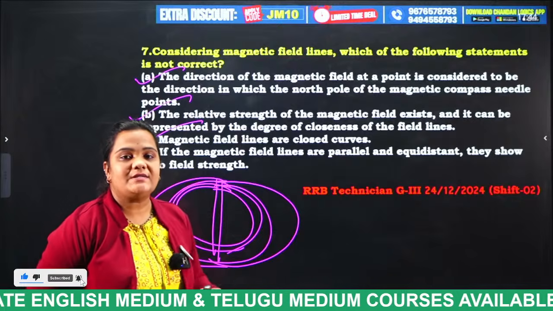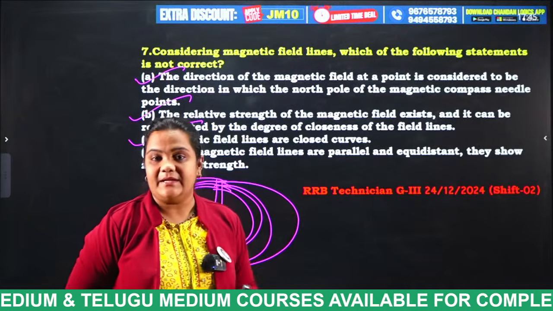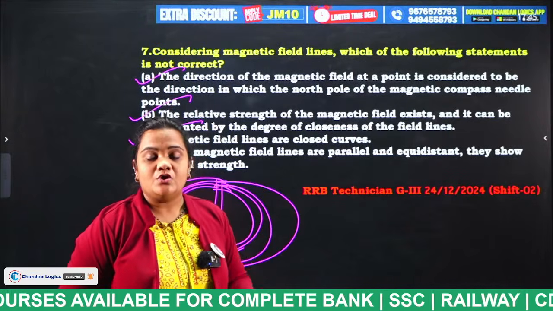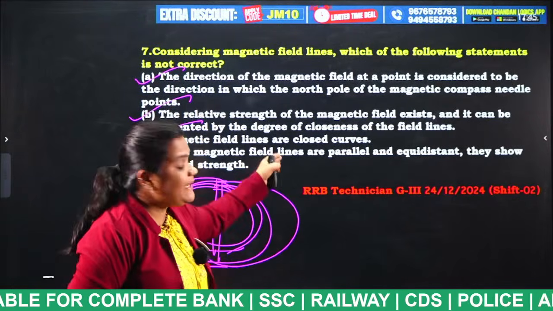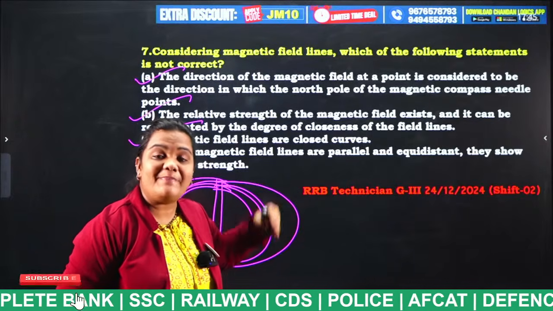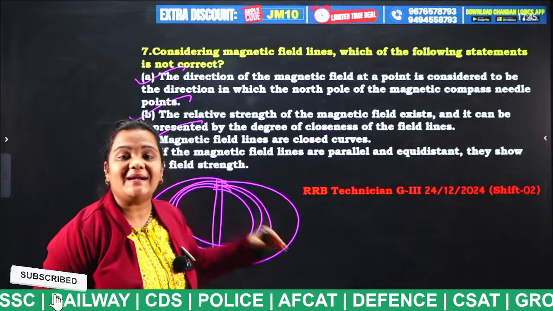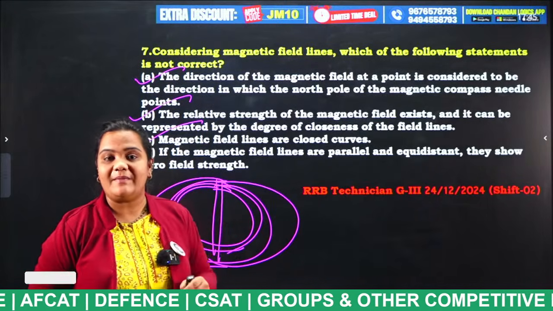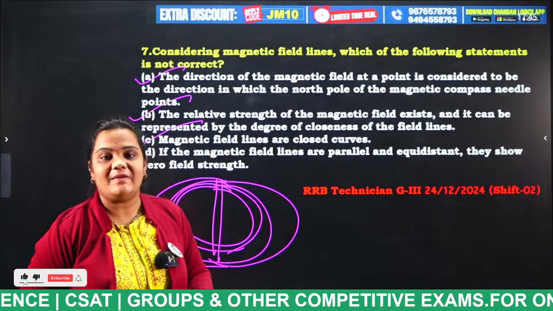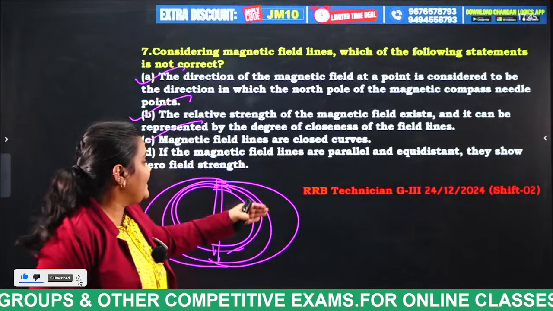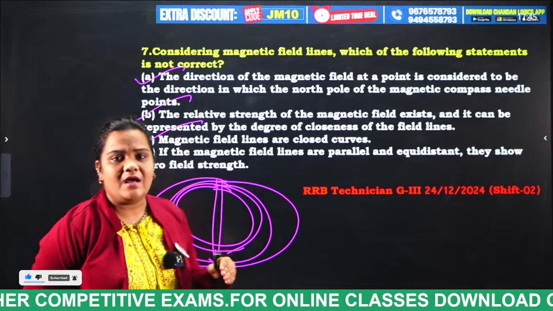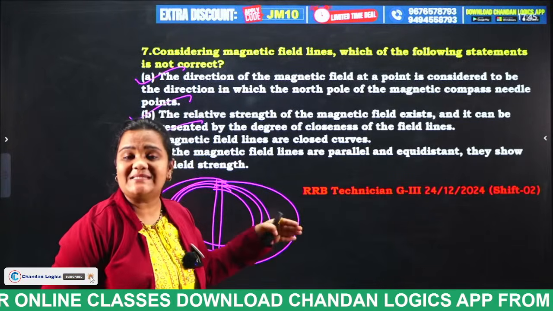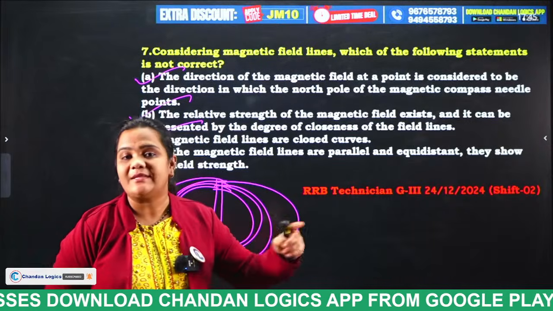So listen, students. Magnetic field lines are there. If the magnetic field lines are present, there will be magnetic strength. So they are saying that there are magnetic lines, but that the magnetic lines are parallel and equidistant. If the magnetic lines are parallel and equidistant, what type of magnetic strength will be developed there? Okay, uniform magnetic strength will be developed there. But they are saying that it is developing zero field strength. If there are magnetic field lines, how can you say that that is having zero field strength? So that is not the correct statement.